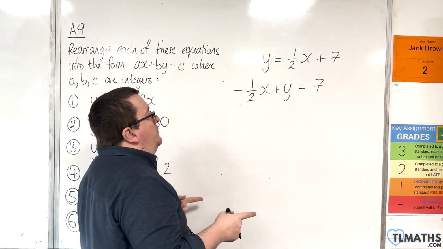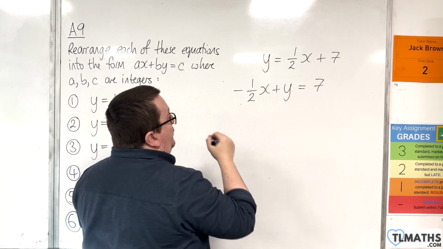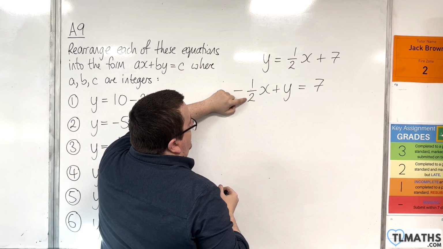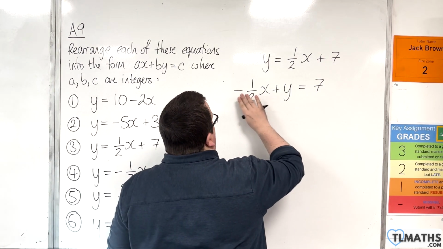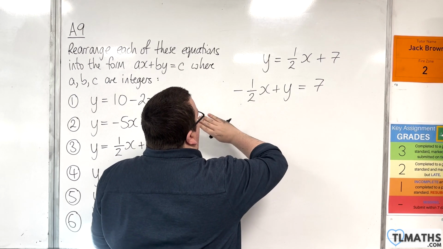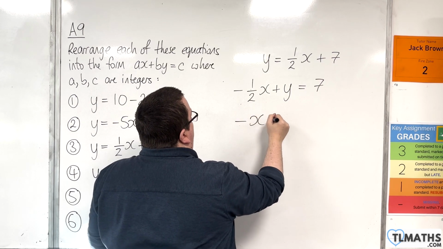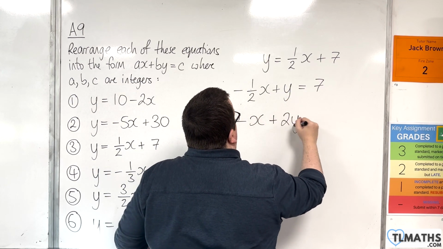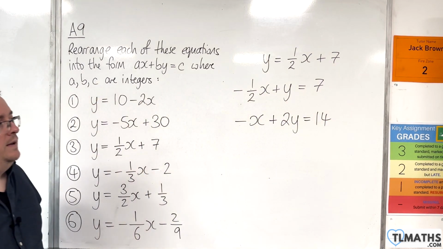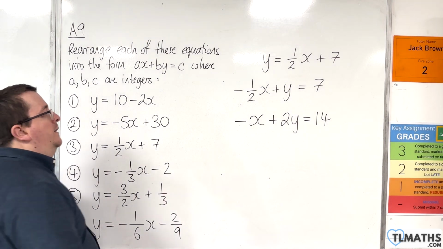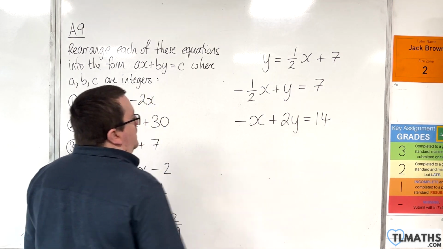So, what I need to do is get rid of the fractions. In order to do that, you need to multiply the equation through so that the fraction disappears. The way to do that is to multiply through by the denominator. So if you multiply through by 2, then that gets rid of the fraction, and then you'll have all integers. So minus 1/2 x times 2 is minus x. Plus 2 lots of y, so everything must get multiplied through by 2. 7 times 2 is 14. And now it's in the structural form I want. So we've got minus 1, 2 and 14 as the a, b and c. And they're all integers.